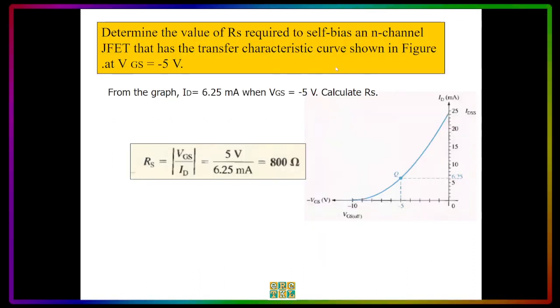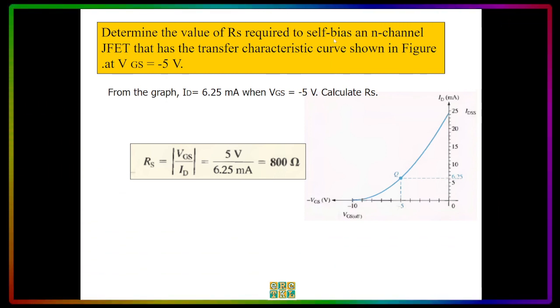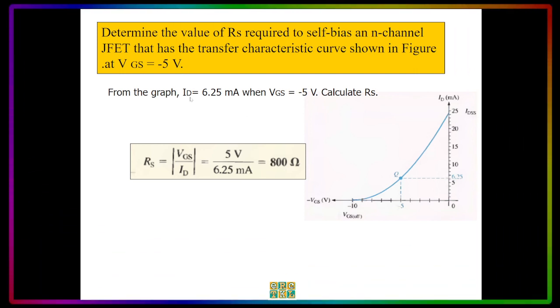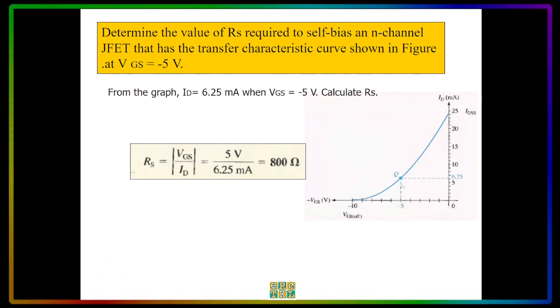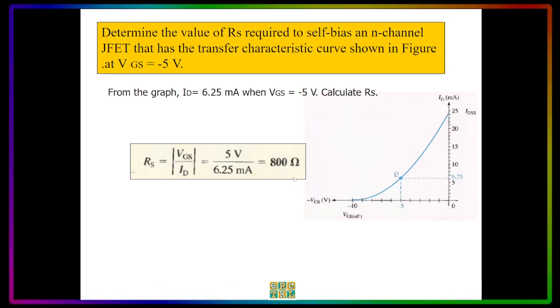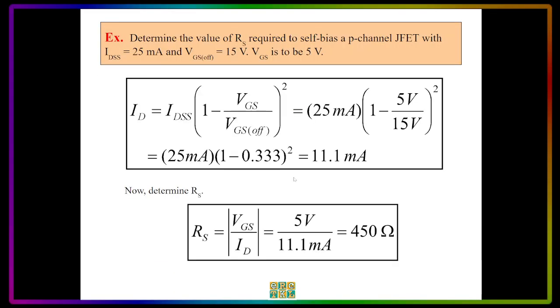Now let's determine the value of RS needed to self-bias an N-channel JFET that has the transfer characteristic curve shown in the figure below at VGS equal to negative 5 volts. From the graph, we can say that the ID is at around 6.25 milliamperes when the VGS is negative 5. So to calculate the RS, just divide 5 by 6.25 milliamperes, and if you get a negative, just get the absolute value and we will get around 800 ohms.